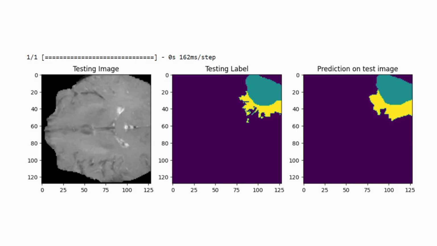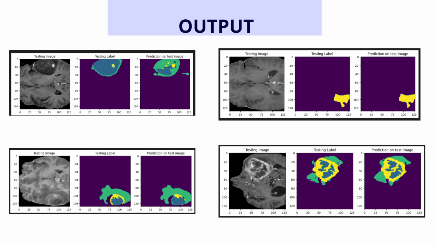So this is the testing image, testing label, and prediction on the test image. Testing image is the image on which we are checking the accuracy. Testing label is the actual shape of the tumor, and on the right side of it is the prediction that has been done by our model. These are other 4 predictions of tumor that we did.